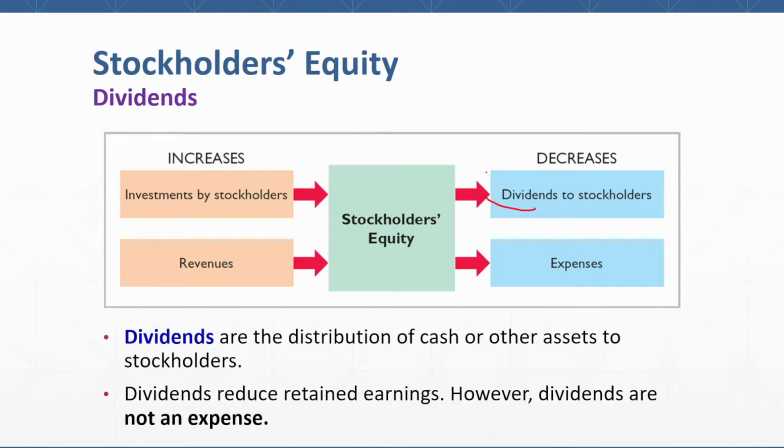Dividends are an important term. Dividends are the distribution of cash or other types of assets to stockholders, meaning you may decide to take some money out of your business and give it to your stockholders. It is called dividends. Remember, paying dividends is an optional decision. Companies may or may not decide to pay dividends. It is not a must. And the second important point about dividends is that a dividend is not an expense.